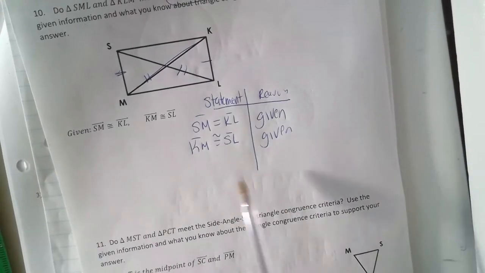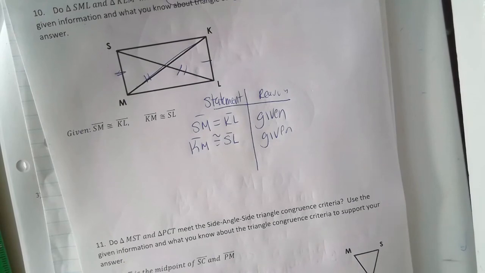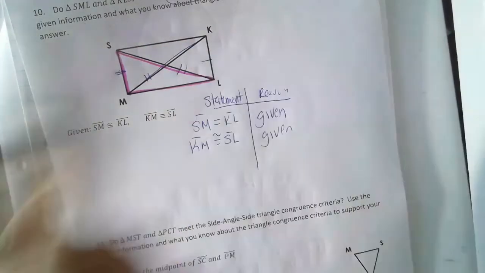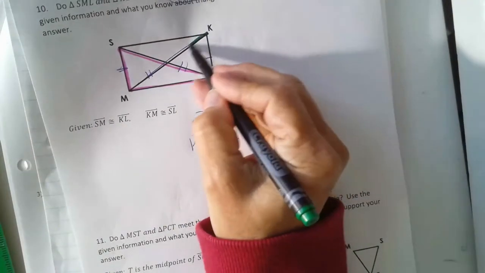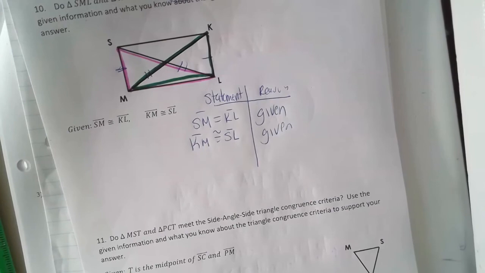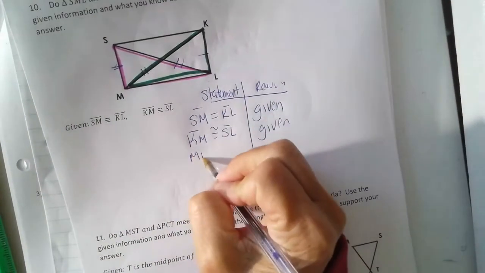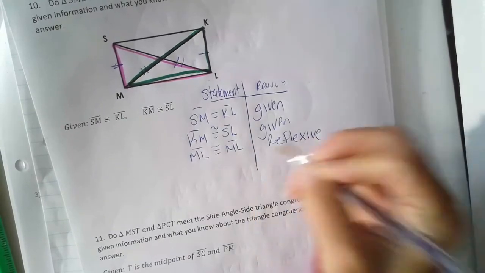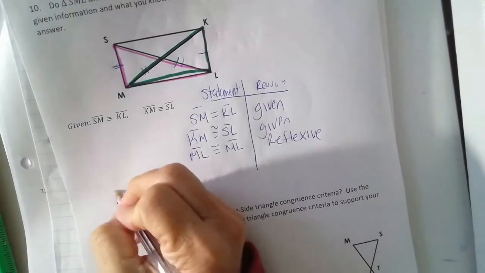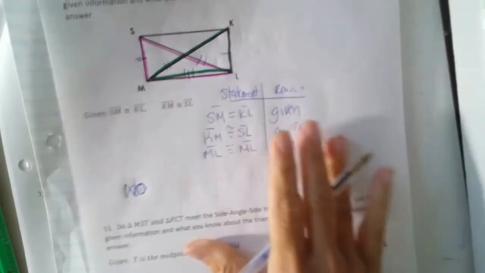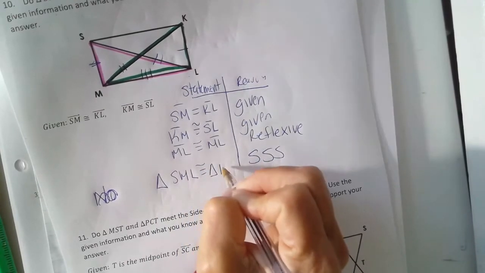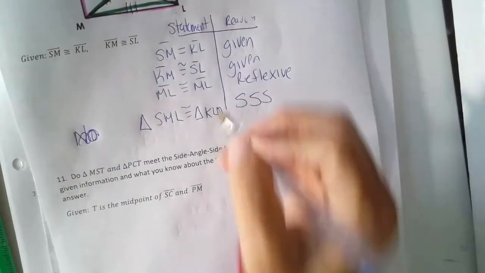Okay. The way this is written right now, do we have any other things that we could use? What we're trying to figure out is, does triangle SML, this one, equal KML? And I see right now, I highlighted this as both pink and green, which means ML is congruent to ML, which is reflexive. Therefore, my answer is yes, side, side, side. And we know triangle SML is congruent to triangle KLM. Side, side, side.